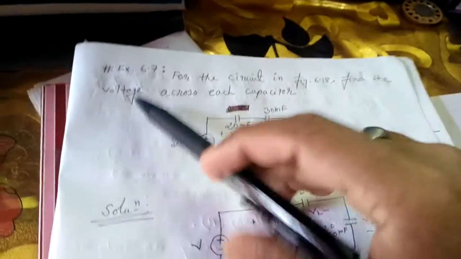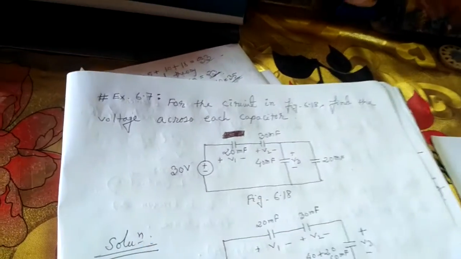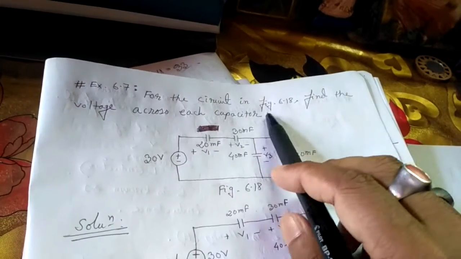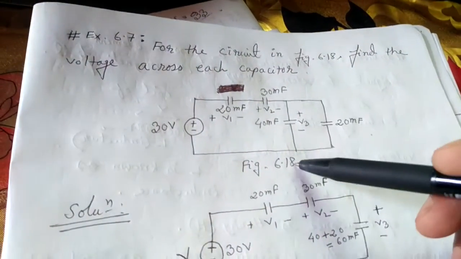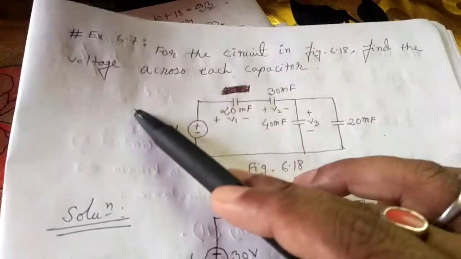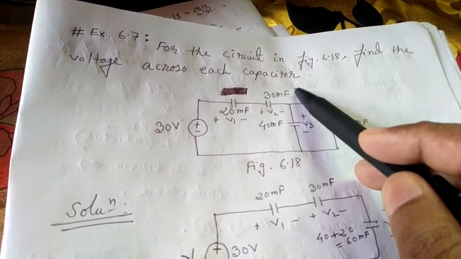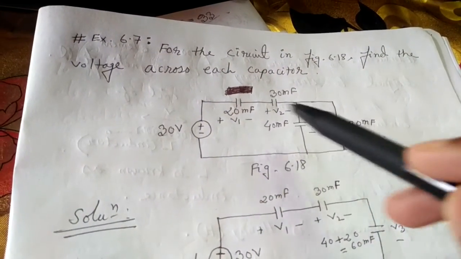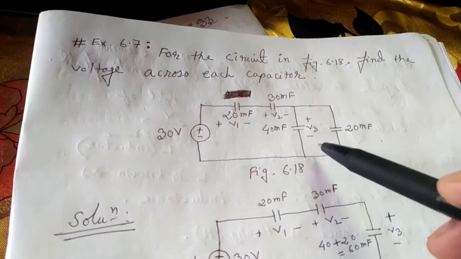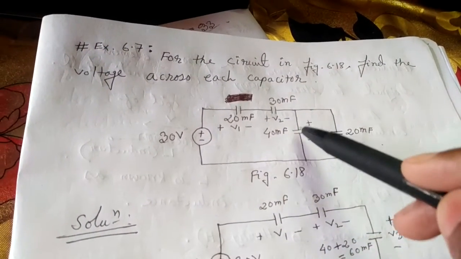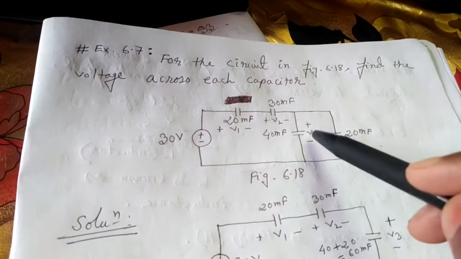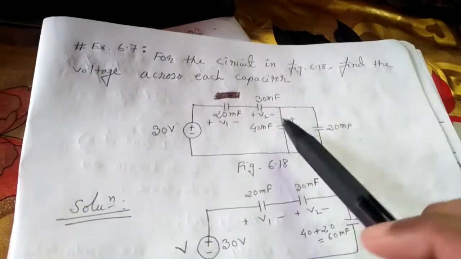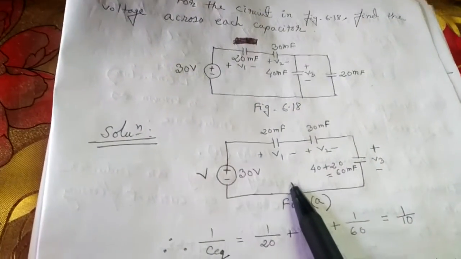Now we are going to solve another math problem, example 6.7. In this example, for the circuit in figure 6.18, find the voltage across each capacitor. That means we have to find the voltage across each capacitor, V1, V2 and V3. Since the two are connected in parallel, their voltage would be the same, that is V3. So we need to determine V1, V2 and V3. We can simplify it for the solution as this.